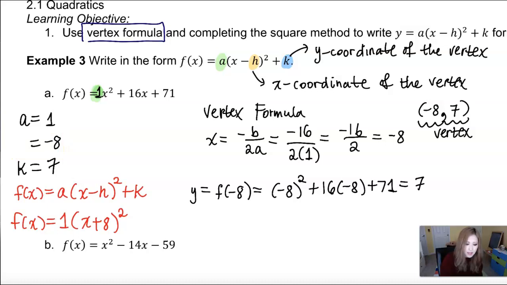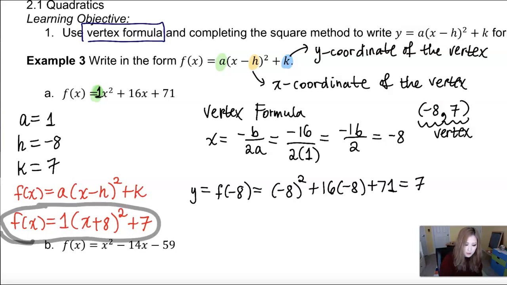And then let's go outside. Outside, we need to do plus k, right? And k value is 7. So I'm going to go ahead and put plus 7. And we are done. We found the answer. And this is how I will ask you to write the function in this format, okay?